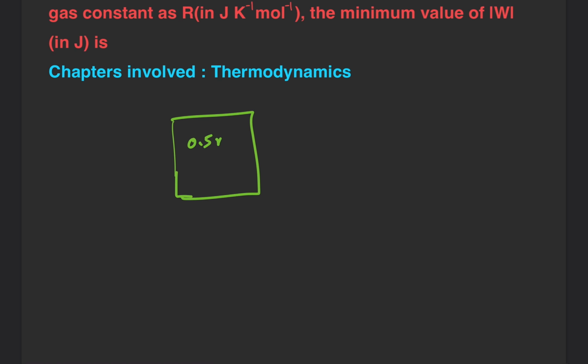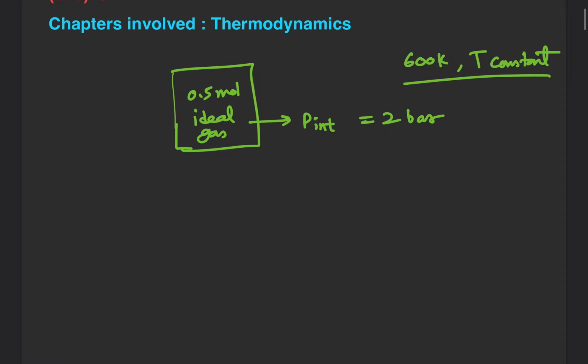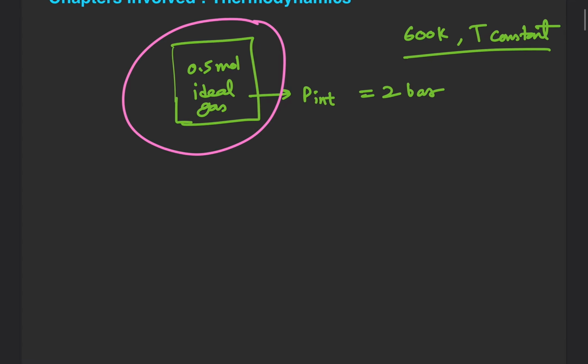and we have 0.5 mole of an ideal gas and the internal pressure is 2 bar. Okay. And everything that we are doing is at a constant temperature of 600 Kelvin. So temperature is constant. So isothermal conditions. Okay. So then we compress this in two steps.